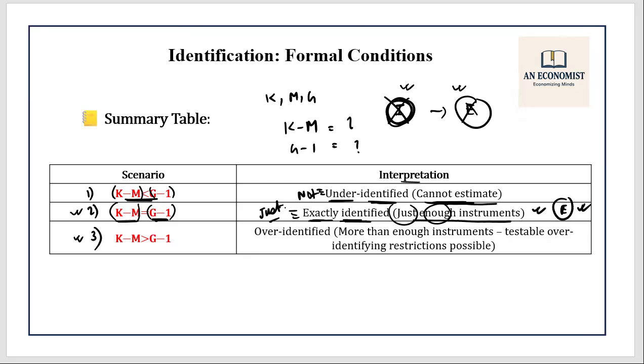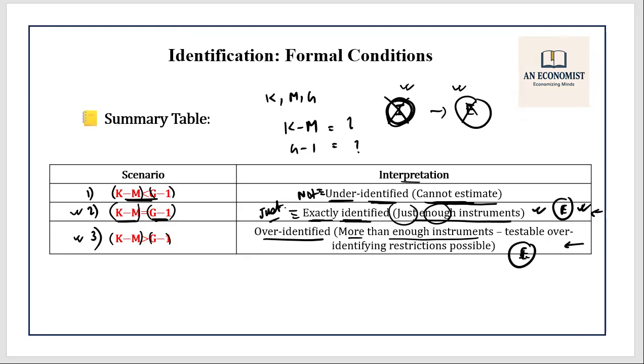And the third criterion: if k minus m exceeds g minus 1, then you have more exogenous variables than you need. You have more exogenous shifters than you need to estimate the model. That is why it is over identification. Over identification means you have more than enough instruments. So again, you can go into estimation. Here, in the just identified case, you will get unique estimates, and here you will get more than one estimate for the structural parameters.